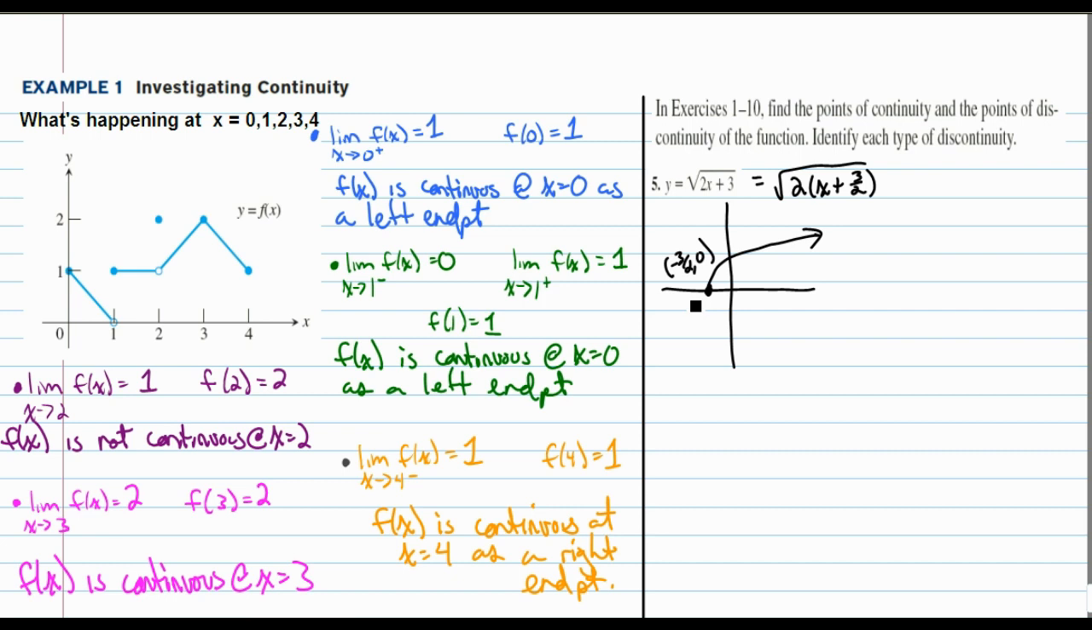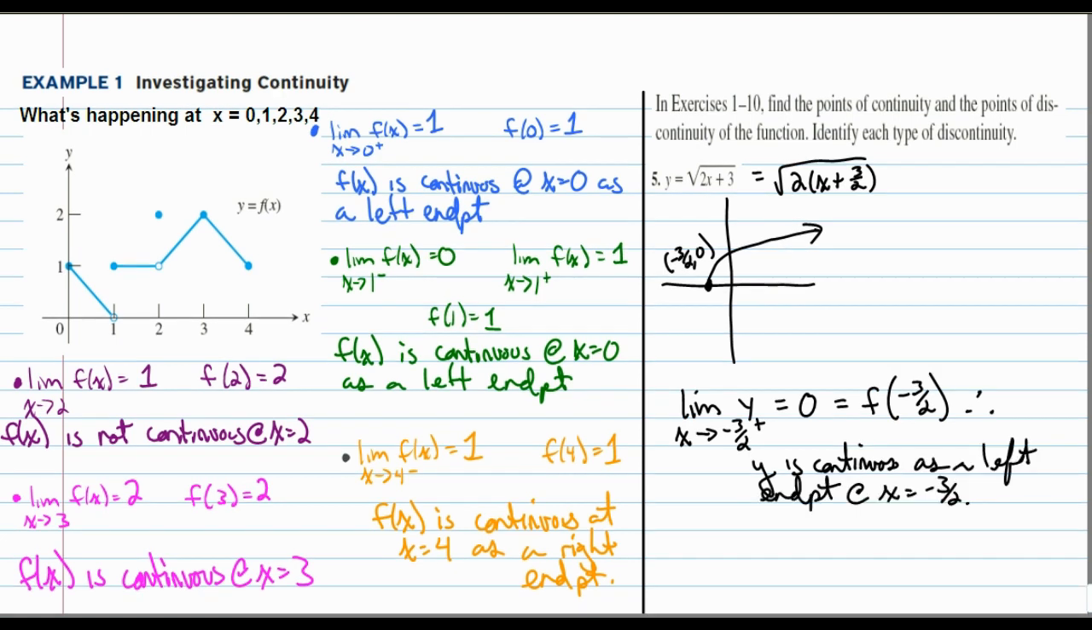Speaking of a left endpoint, the limit as x approaches negative 3/2 from the right of y is 0, which is also f of negative 3/2. Therefore, y is continuous as a left endpoint at x equals negative 3/2. Y is continuous everywhere else greater than negative 3/2. So I'm going to say let c be an element in the interval from negative 3/2, not including negative 3/2, to infinity. The limit as x approaches c of y equals f of c. Therefore, y is continuous for all c.